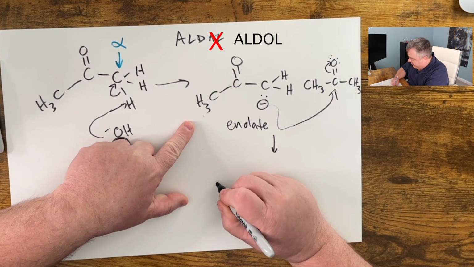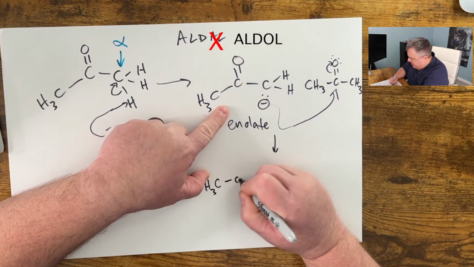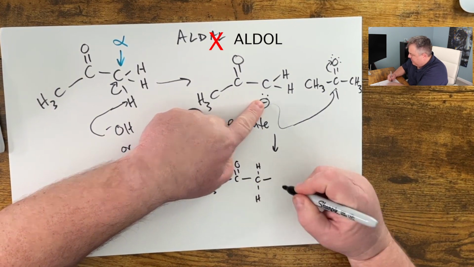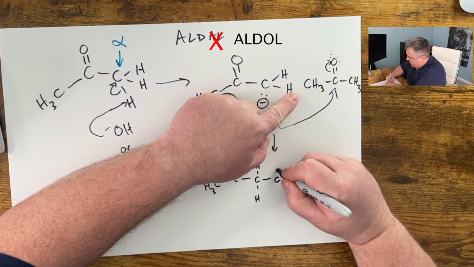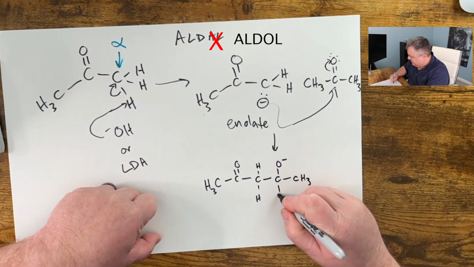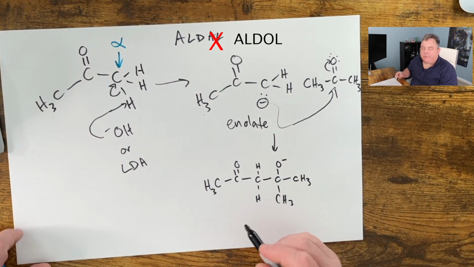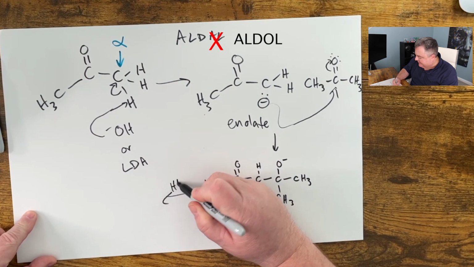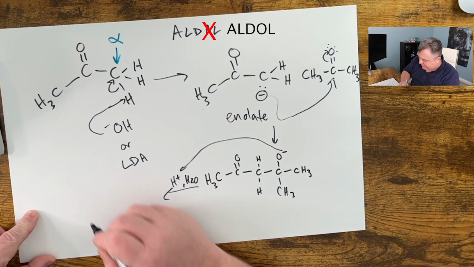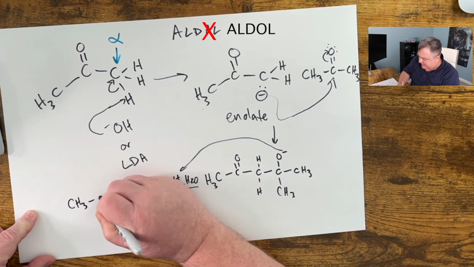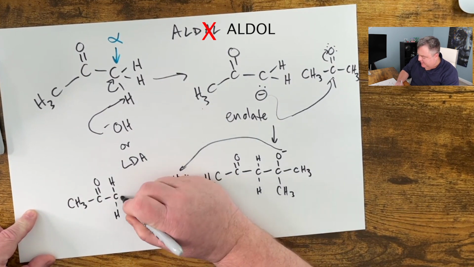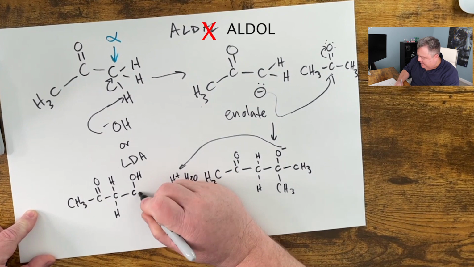So I make this. I have methyl, carbonyl, CH2, bonded to this carbon with an O- at the top, and it has two methyl groups on it, this one and this one. And this molecule stays like this until I quench with acid and water. The negative oxygen grabs the H plus to make CH3, C double bond O, CH2, C, there's an OH now there, and my two methyl groups.